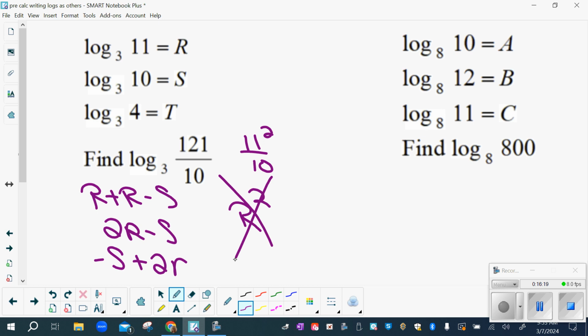The answer to the last one is 1 plus 2a.